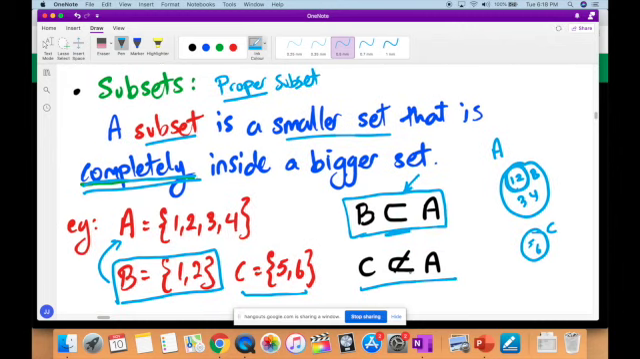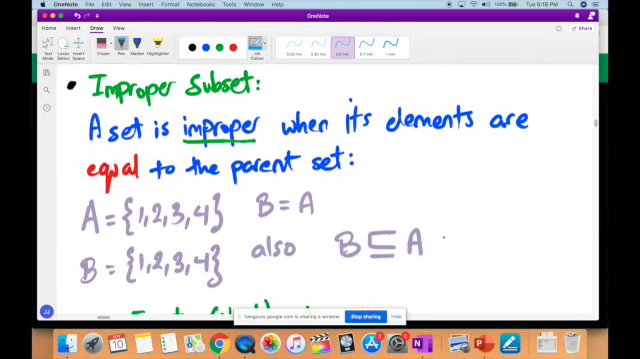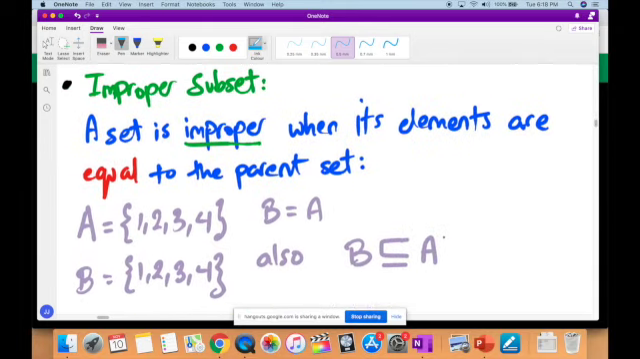Now, a proper subset, as we could see, is smaller than the larger set. So that is how we expect a subset to be. We expect a subset to be smaller and inside of a larger set, like one of those Russian dolls, right? But an improper subset now. A set is improper, it's not normal, when its elements are equal to the parent set.